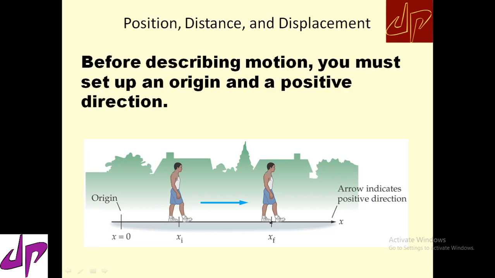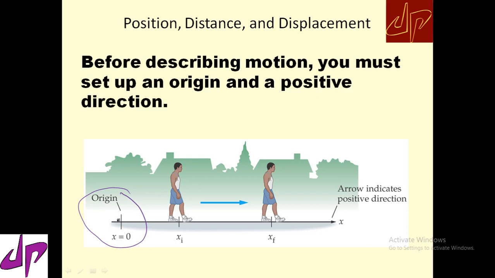To describe the motion, first we have to set up a reference point, also known as origin. Whenever you are describing a motion, you want to explain a motion, it means you have to move from a point, a starting point. That starting point we define as origin. So this origin is also known as a reference point.